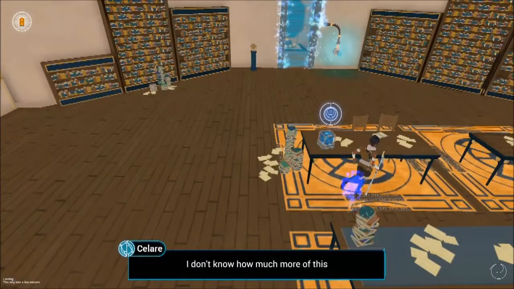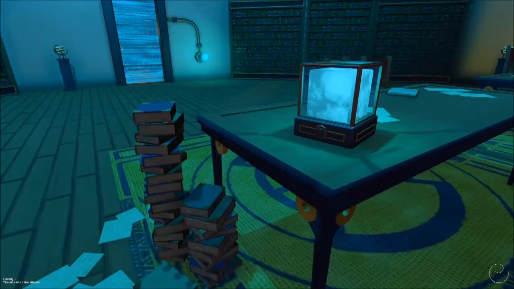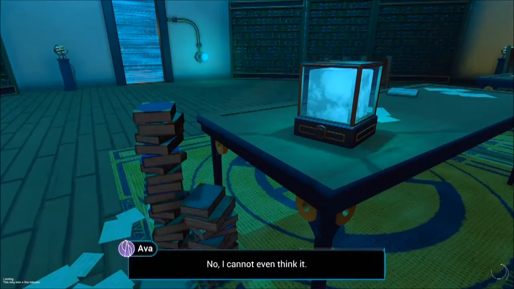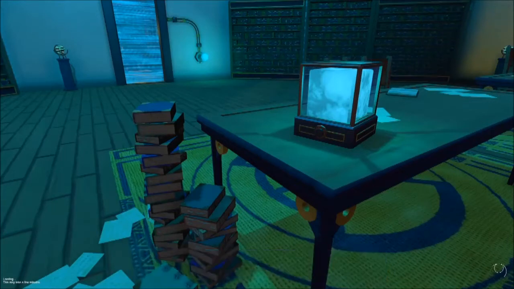I don't know how much more of this the power matrix... The unthinkable has happened. An explosion in Father's chamber. Kalos. Kalos is... No, I cannot even think it. I must hope against hope that he succeeded in mastering the Ascension transductions. And even if that were so, I have no idea how to bring him back. And if we cannot, or if he is indeed dead, then we are all doomed. Ascension. A wild hypothesis, quite impractical for living beings. I'm afraid we must take this log as evidence that Kalos, the great ruler of the Mantha, is dead.